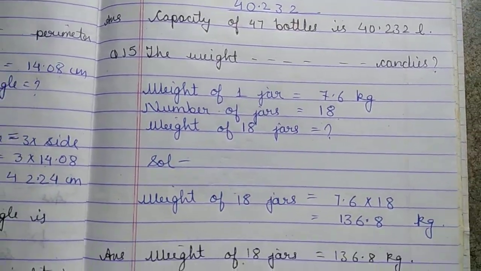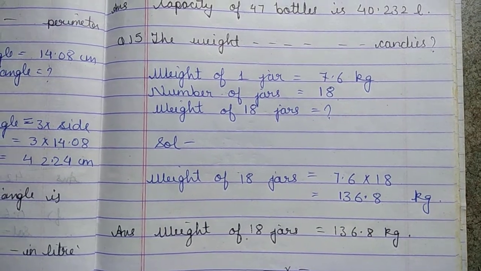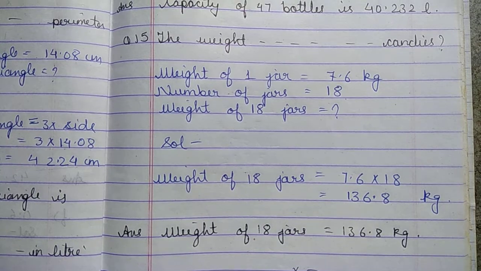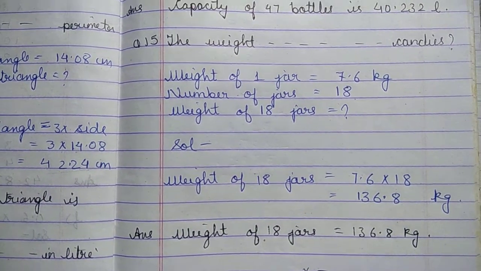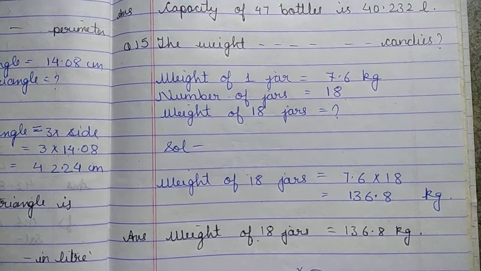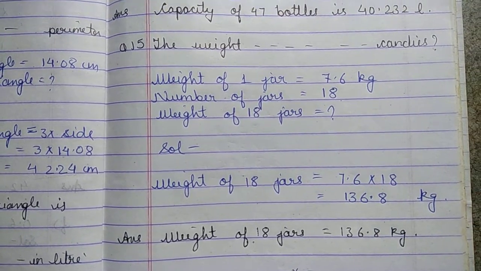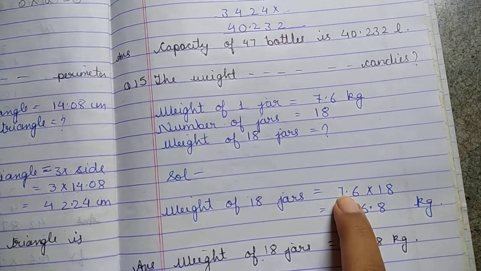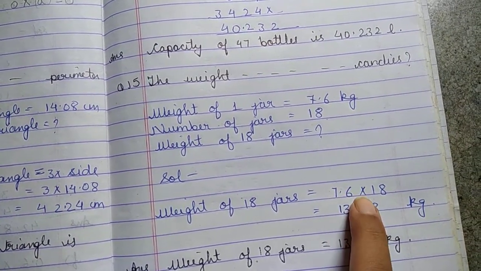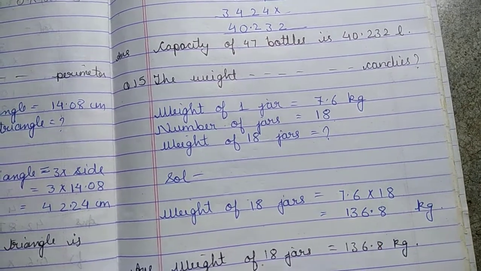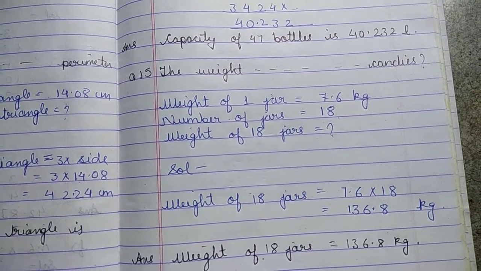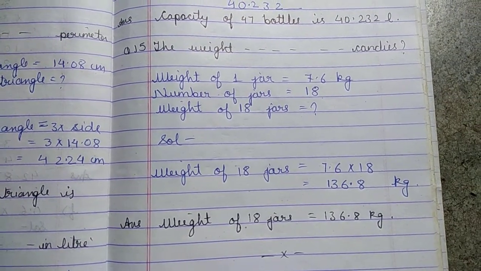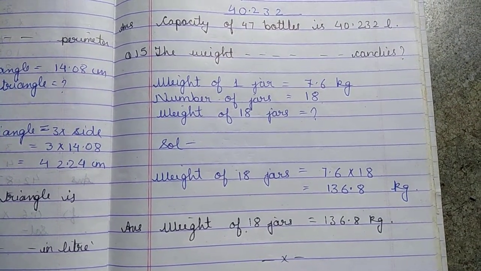Moving to the next question, the weight of one jar is given, 7.6 kg. And how many jars are there? 18 jars are there. You have to find the weight of 18 jars. Again, the weight of one jar is given and you have to find the weight of 18 jars. To find the weight of 18 jars, what will you do? You will just multiply 7.6 by 18. That would be 136.8 kg. Okay, so the weight of 18 jars is 136.8 kg.